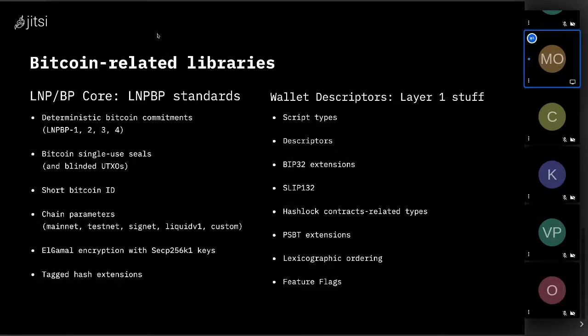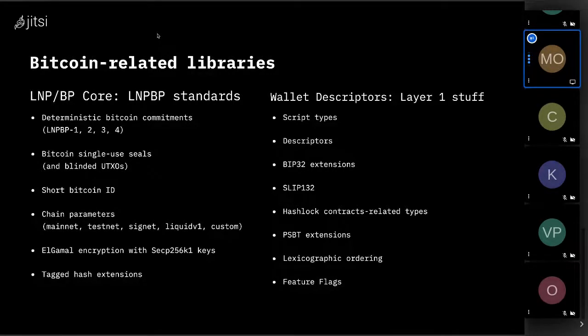Then there we have Bitcoin single-use seals primitives, and Bitcoin blinded UTXO data structures for creating RGB invoices. We have a short Bitcoin ID for reducing the size of Bitcoin indexes. We have chain parameters that allow us to abstract from the specific Bitcoin blockchain we are using, so we can work on Bitcoin, Liquid, or different testnets, or federated chains, even custom ones. We have tagged hash extensions and an AES-GCM encryption with Bitcoin keys, which is not even used inside RGB, but it is a part of LNPBP standards.